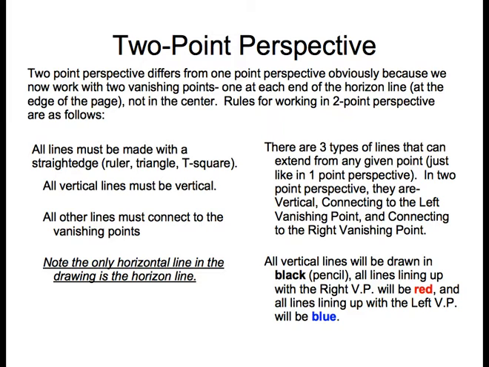There are three types of lines that can extend from any given point, just like in one-point perspective. In two-point perspective, they are vertical lines, lines connecting to the left vanishing point, and those connecting to the right vanishing point. All vertical lines will be drawn in black, all lines lining up with the right vanishing point will be red, and all lines lining up to the left vanishing point will be blue. In your drawings, you do not need to use the colors. You can draw all of them simply in pencil. This color coding is simply for demonstration purposes.